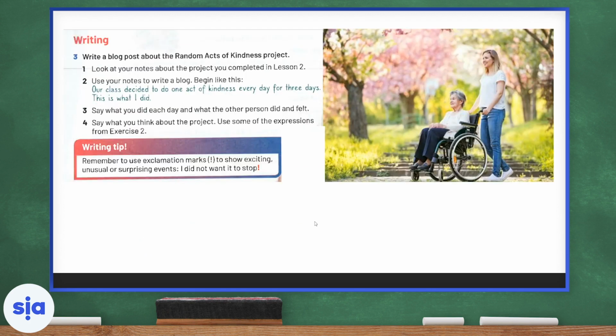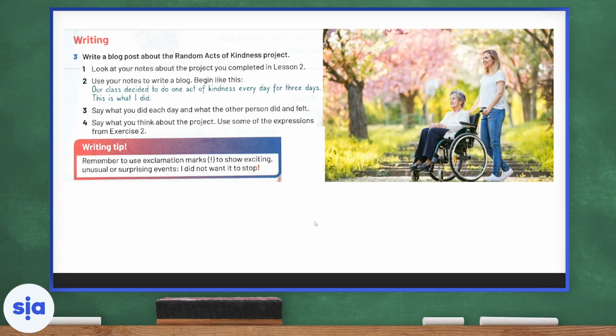Now to our writing section. You're going to write your own blog post about the random acts of kindness project. So look at your notes about the project you completed in lesson 2 during the unit, and then use your notes to write a blog. Begin like this. Our class decided to do one act of kindness every day for 3 days. This is what I did. And then say what you did each day and what the other person did and felt.